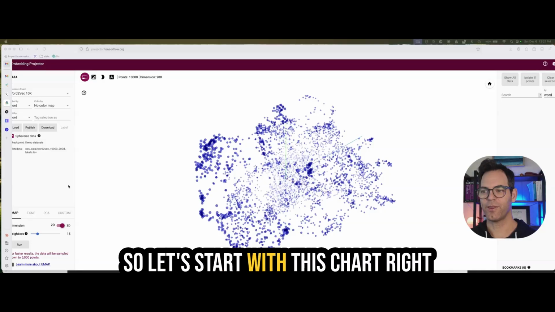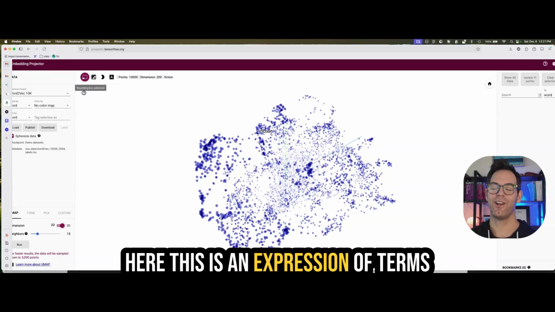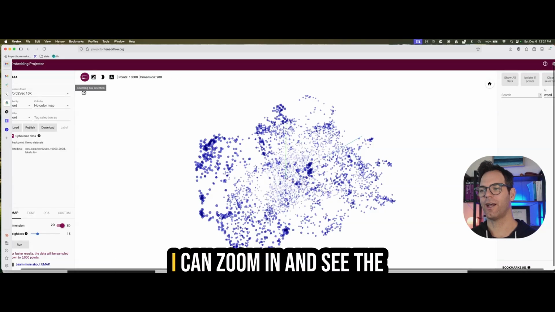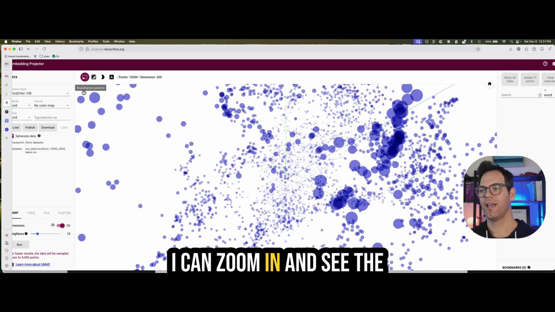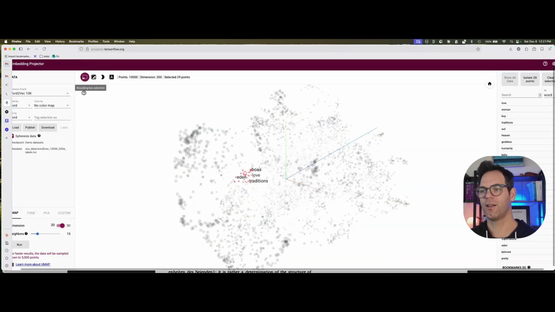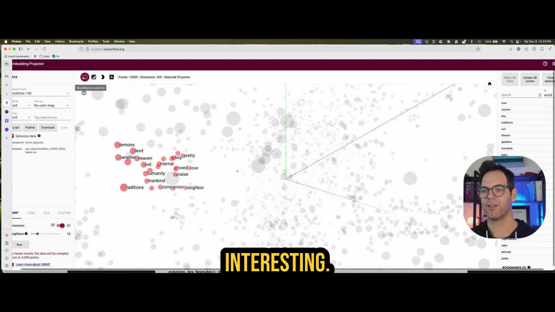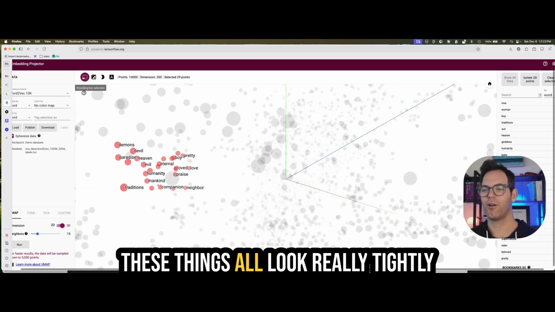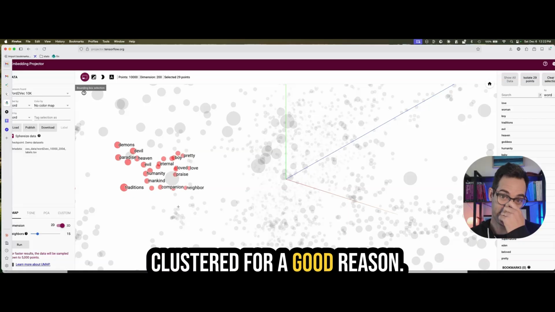So let's start with this chart right here. This is an expression of terms and they're relational to one another. So I can cruise over it. I can zoom in and see the relationship of these things. Let's just highlight maybe like a little section here. Okay, interesting. Let's zoom in. So we got demons, evil, paradise. Wow, these things all look really tightly clustered for a good reason.